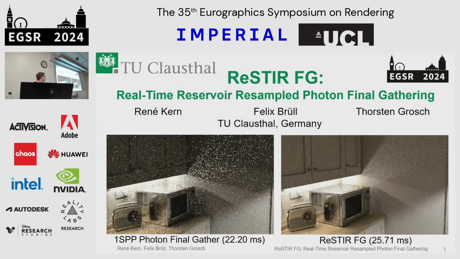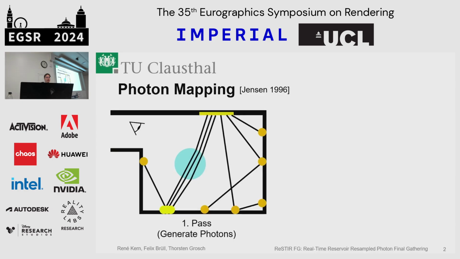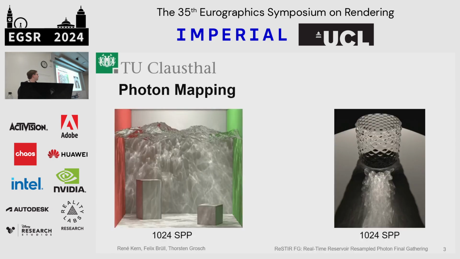To start off, I will go through the related work, both of ReSTIR and photon mapping, to get you all on the same page. So we start with photon mapping. Photon mapping essentially is a two-pass global illumination algorithm, where on the first pass, the photons are generated from the light source and traced through the scene. Then in a second pass, we trace camera rays until the first diffuse hit. On this first diffuse hit, the photons are collected within a radius. This radius is fixed. And photon mapping is able to produce, for example, these renderings.